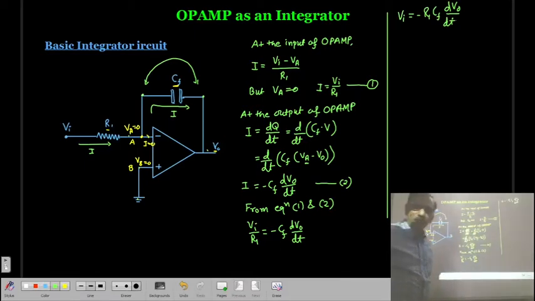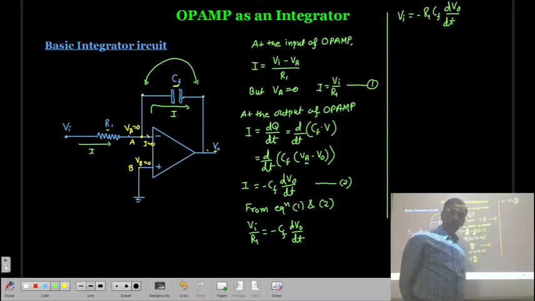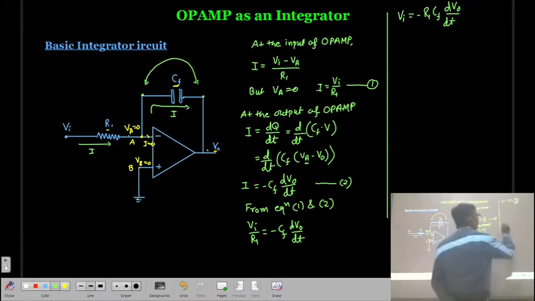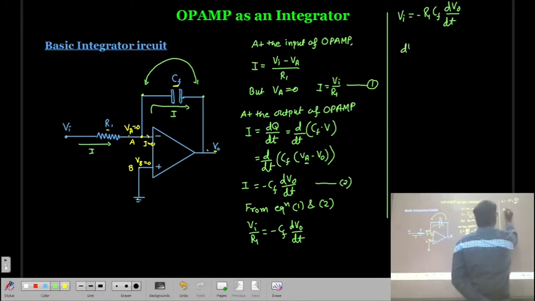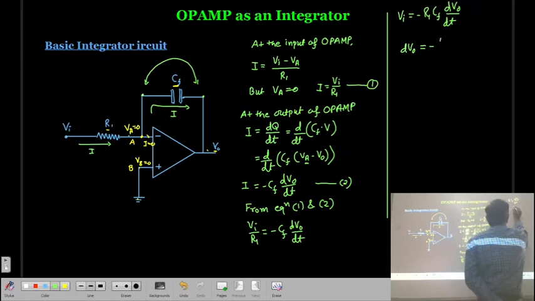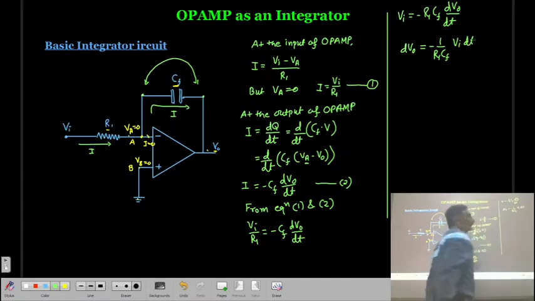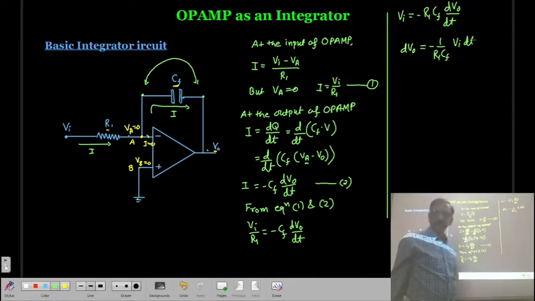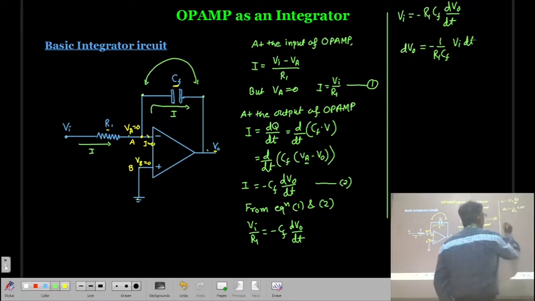Here we want to find the expression for the output voltage. So we will write this as dVO is equal to minus 1 upon R1 CF into VI dt. We have just rearranged the terms. Now take the integration on both sides.